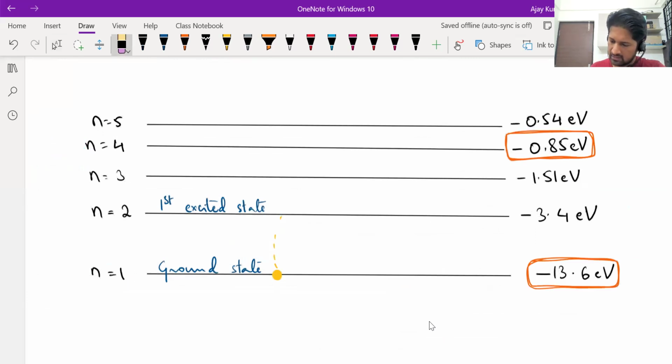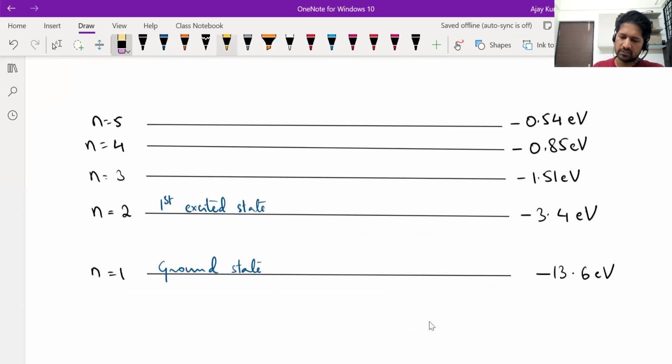Now, when an atom is in an excited state, or when an electron is in an excited state, it will eventually lose energy and come down to the ground state. Suppose there's an electron in any one of the higher orbits. Higher orbits means n equal to 2 onwards. They are all called higher orbits. So suppose there's an electron in n equal to 2 state. It could lose energy and jump down to n equal to 1.